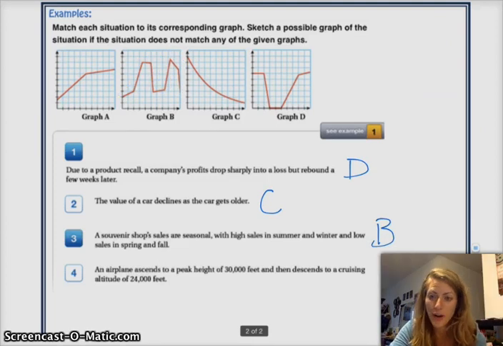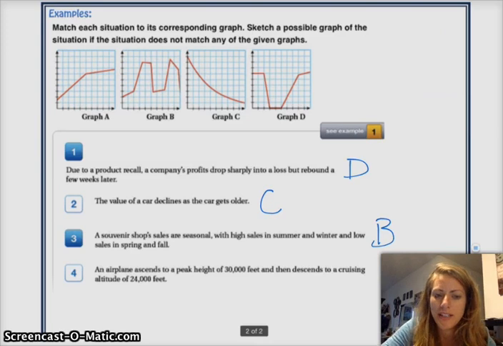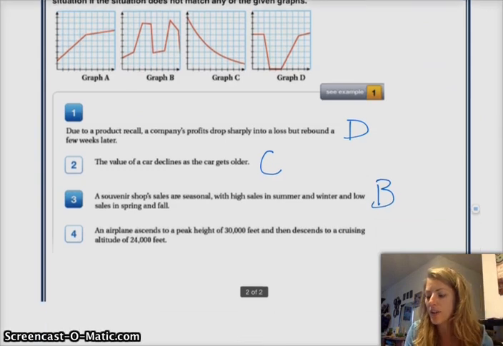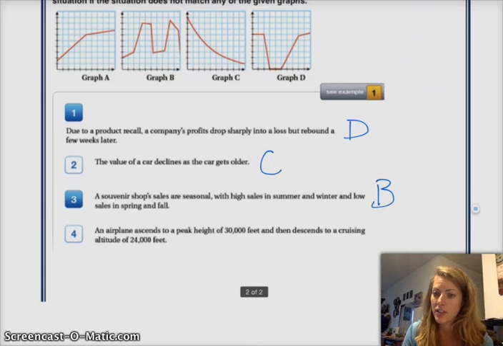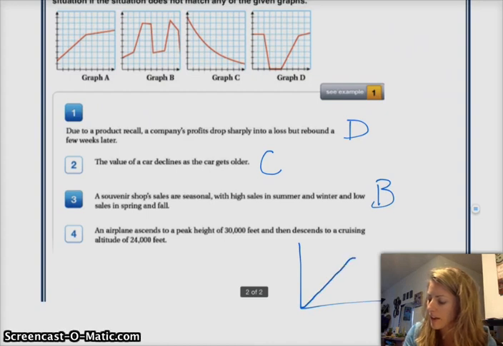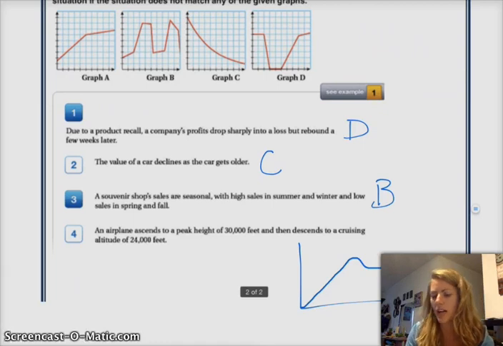Now 4, depending on what you graph, might look different, but you have an airplane ascending to a height of 30,000 feet, then descends to a cruising altitude of 24,000 feet. Now if you're graphing its height, I don't think any of the graphs match this description, because if you were to actually graph this, it's ascending, so it starts at 0 feet, right? And then it increases up to 30,000, and then it goes back down to 24,000 and then levels off, right? And so that's probably a better scenario than any of the graphs that they give you.